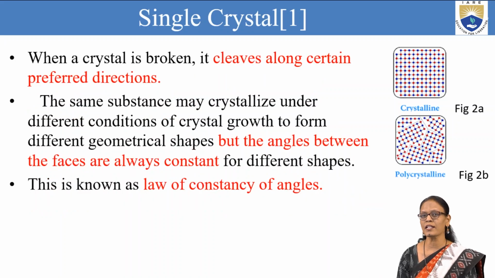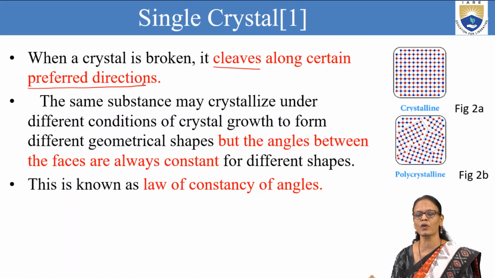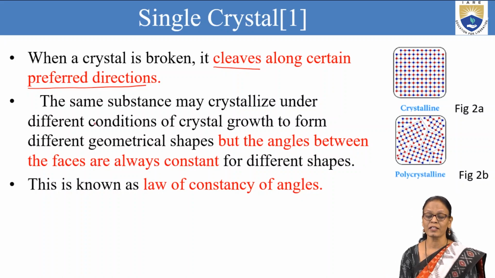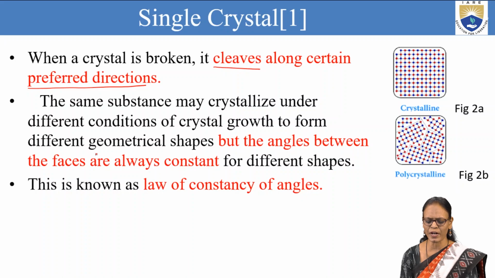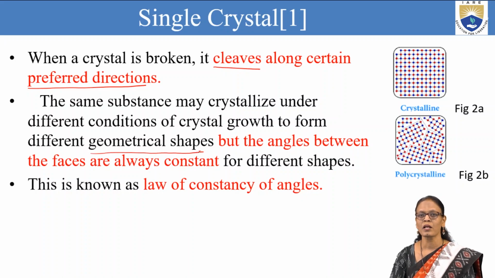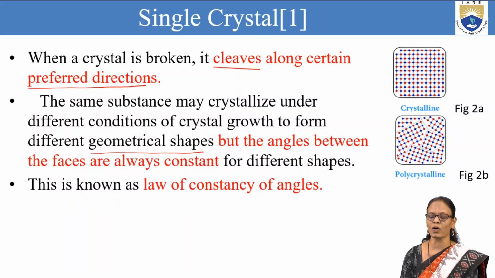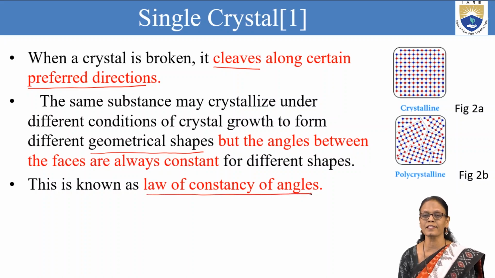Now, when the crystal is broken, it cleaves along certain preferred directions. Wherever that is broken, it is broken along a preferred direction, and the same substance may crystallize under different conditions of crystal growth to form different geometrical shapes. They may form different shapes, but the angles between the faces are always constant for different shapes. That is what we call the law of constancy of angles.